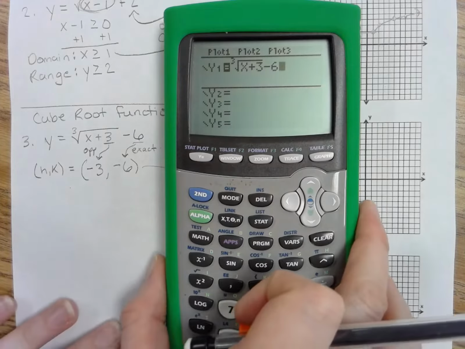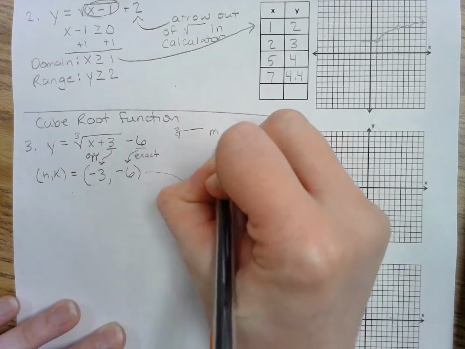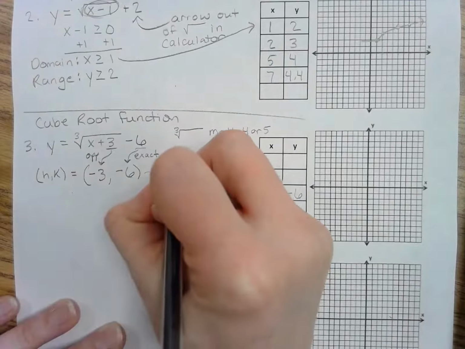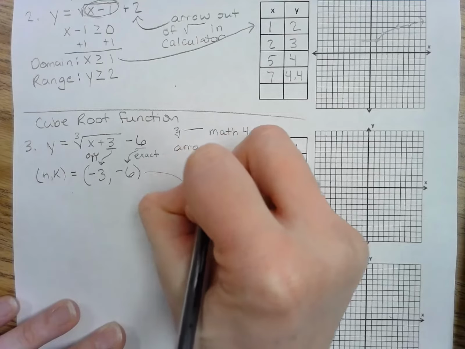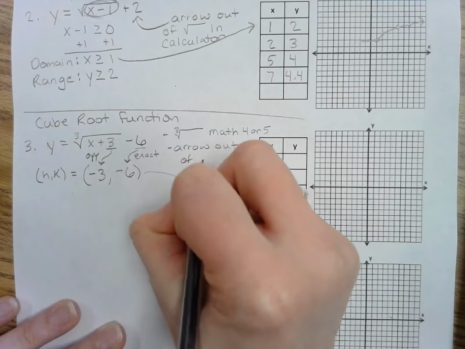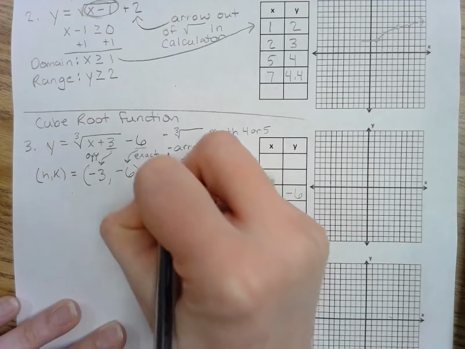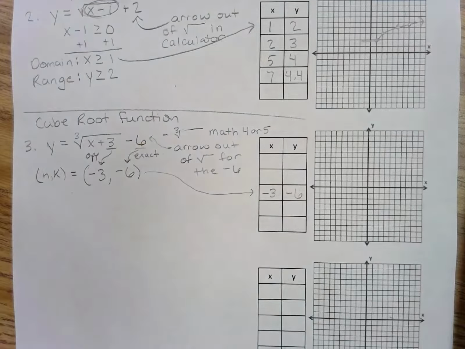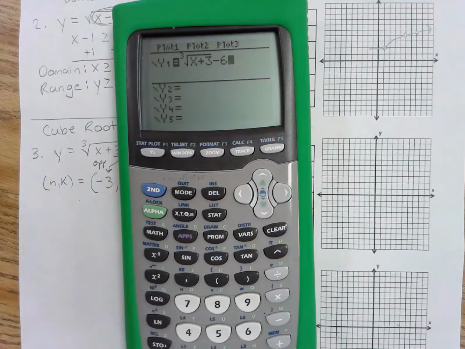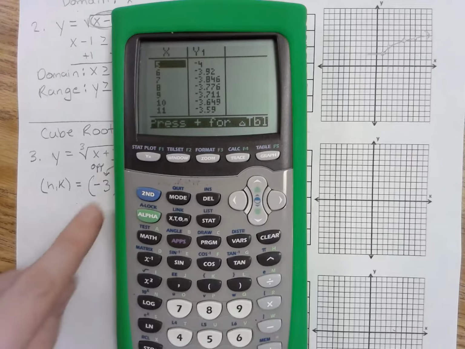So let's jot down some notes for the calculator. For the cube root symbol, we go to math 4 or 5, and then once again, remember to arrow out of the radical sign for the minus 6. So in that little spot right there, make sure you arrow out to get that in the calculator. If it's inside that radical, it makes it a very different problem. So let's go second table, and again, let's scroll up and down until we find our (h, k) point.